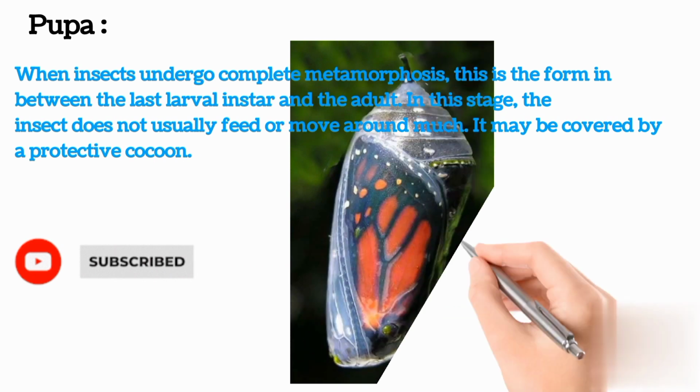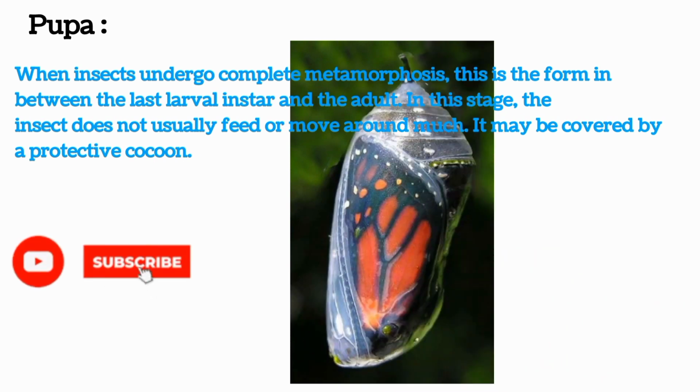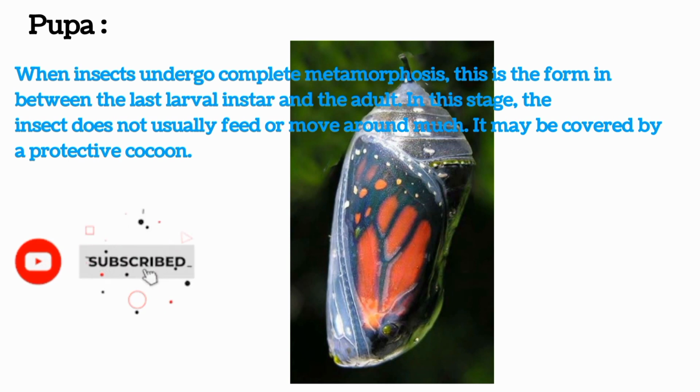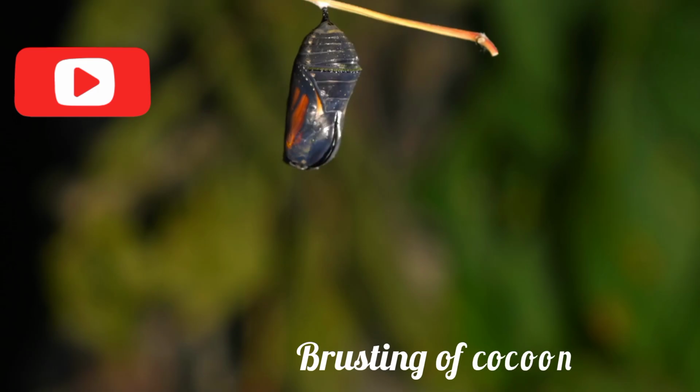During this stage, the insects do not usually feed or move around much. It may be covered by a protective covering, the cocoon. In the cocoon, it develops toward the adult stage, and when it comes out of the cocoon, it becomes an adult.